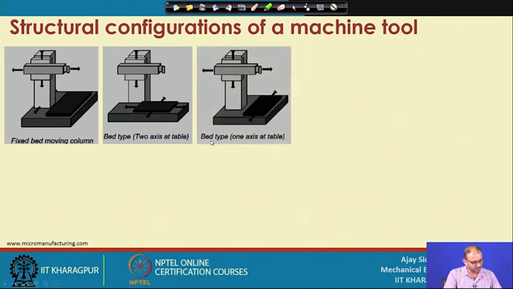And this is the third type. Here again it is called bed type construction, because still we have one axis moving on the table or the base, but 2 axes are mounted on the column. So, this is one axis, that is Z, and this is the x axis, and your y axis is in the table. So, that is called one axis on the table.